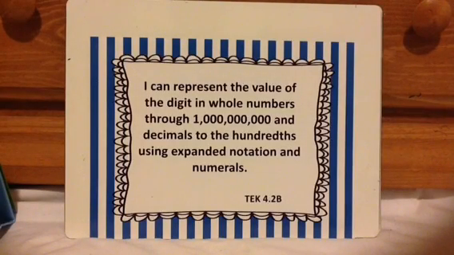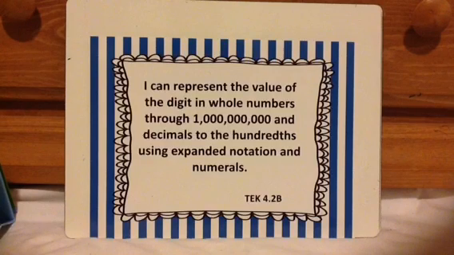Hi scholars, let's look at TEK 4.2b. It says, I can represent the value of the digit in whole numbers through 1 billion and decimals to the hundredths using expanded notation and numerals. So basically this TEK is saying you can take any number, whole numbers and decimals included, going from the billions all the way to the hundredths place, and you can use expanded notation or expanded form to represent it. So let's get started.